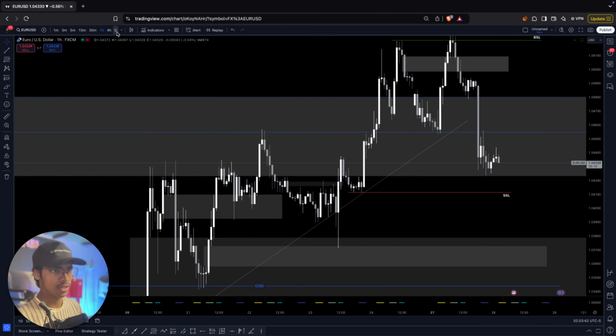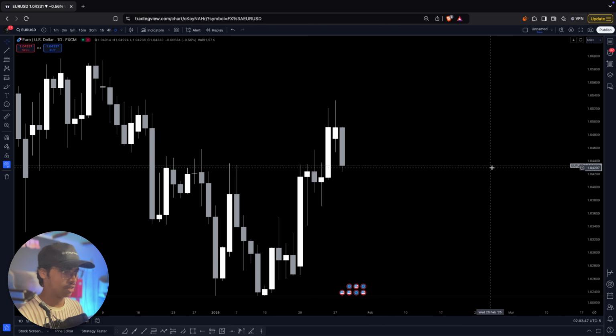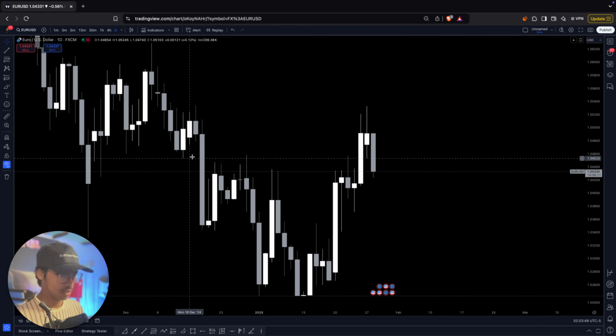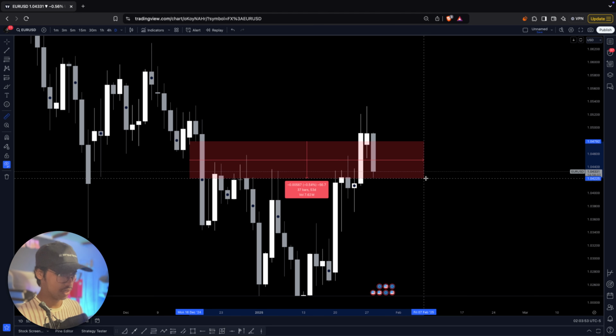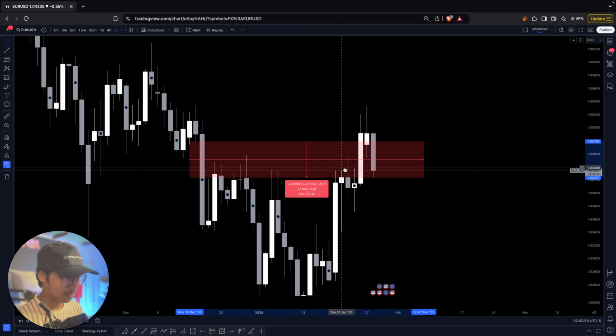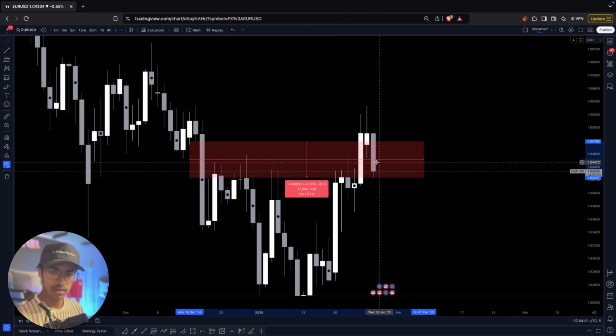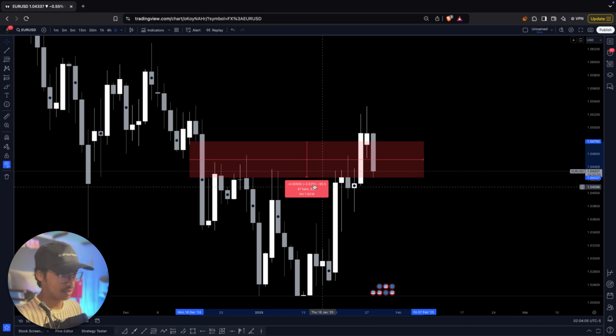Okay, let's go on a daily time frame and see what is actually happening. We are hiding the drawings. Now we can see there's a fair value gap, right? And now the daily candles have closed above this point. This fair value gap has become an inverse fair value gap. Now this fair value gap has been inverted.